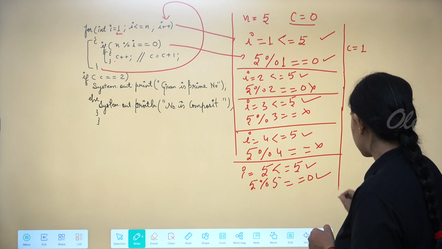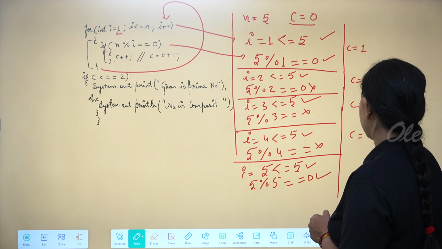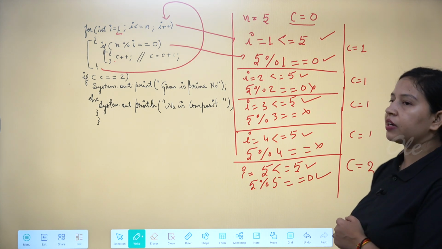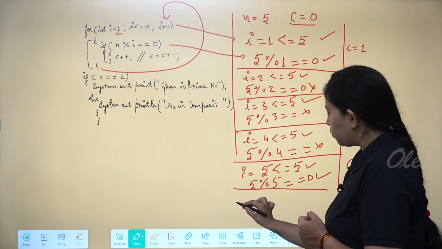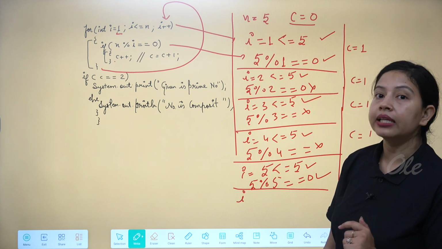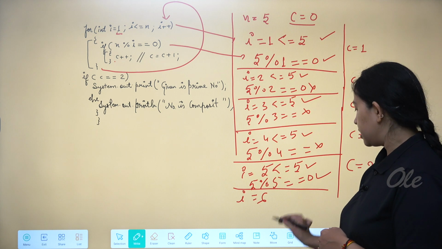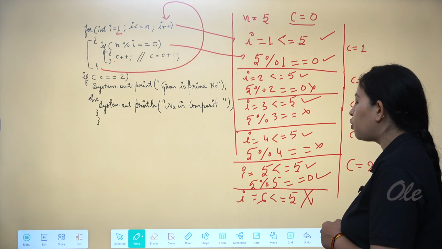So this time, C was 1 and it remained the same till here. But now the value of C is updated by 1, and it becomes 2. At last, we again update the value. We can't quit the loop until the loop condition becomes false. So this time I becomes 6, and 6 is not less than or equal to 5. Now the condition is false.